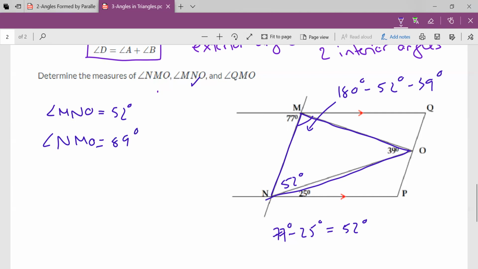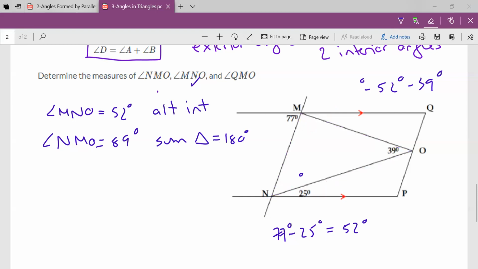Okay, so the first one was because of alternate interior. And this one here is because the sum of a triangle is 180. The interior angles of a triangle is 180, like I should say that properly. Okay, well, we're almost there, friends. Now what? We've got to find QMO. Okay, QMO. Where was QMO again?